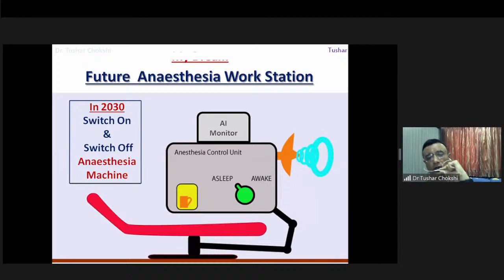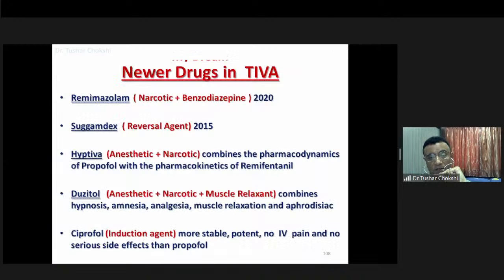And all the monitors, vaporizers, drug tanks, oxygen, everything will be available in this cabinet only. And over and above, whenever you're tired and want to have your coffee, you can have a vending machine in it also. It can be movable too. This is my dream, but it will be a switch on, switch off anesthesia machine in 2030. And believe me, we will be witnesses of this type of machine.